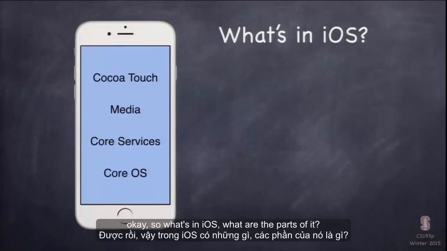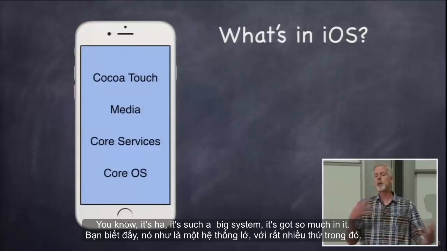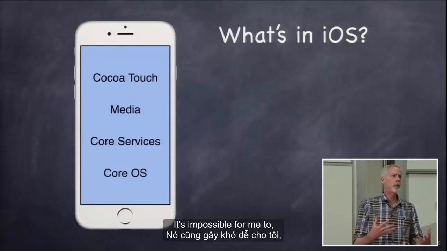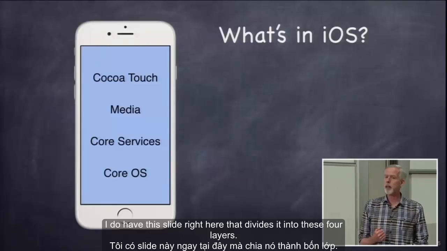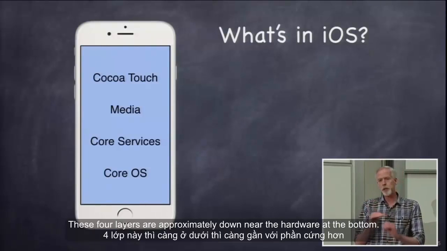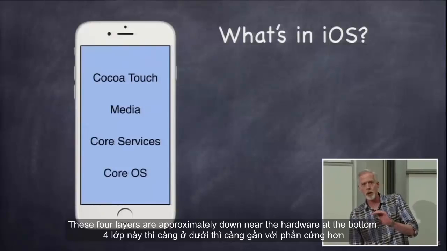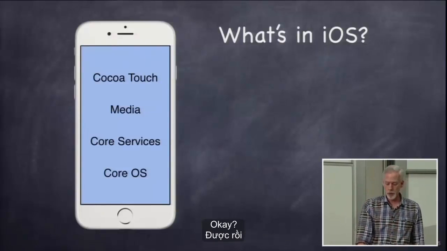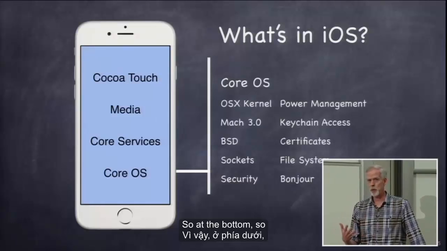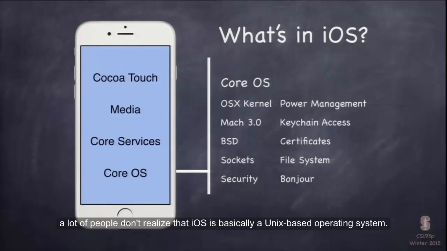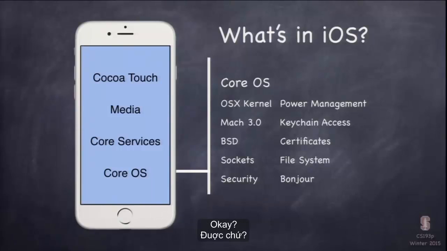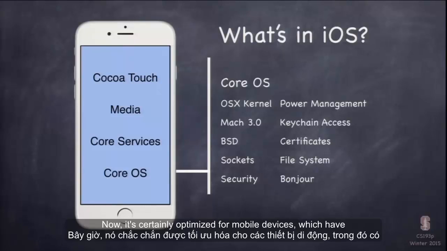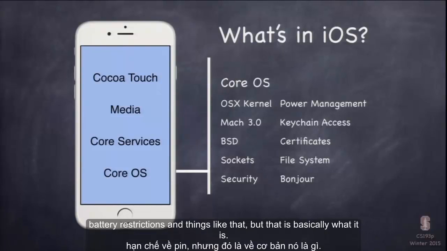Okay, so what's in iOS? What are the parts of it? You know, it's such a big system. It's got so much in it. It's impossible for me to encapsulate it in a small little summary. But I do have this slide right here that divides it into these 4 layers. These 4 layers are approximately down near the hardware at the bottom, up near the user at the top. Okay, so at the bottom, a lot of people don't realize that iOS is basically a Unix-based operating system. It's very similar, shares a lot of the core of Mac OS X. Now it's certainly optimized for mobile devices, which have battery restrictions and things like that. But that is basically what it is.